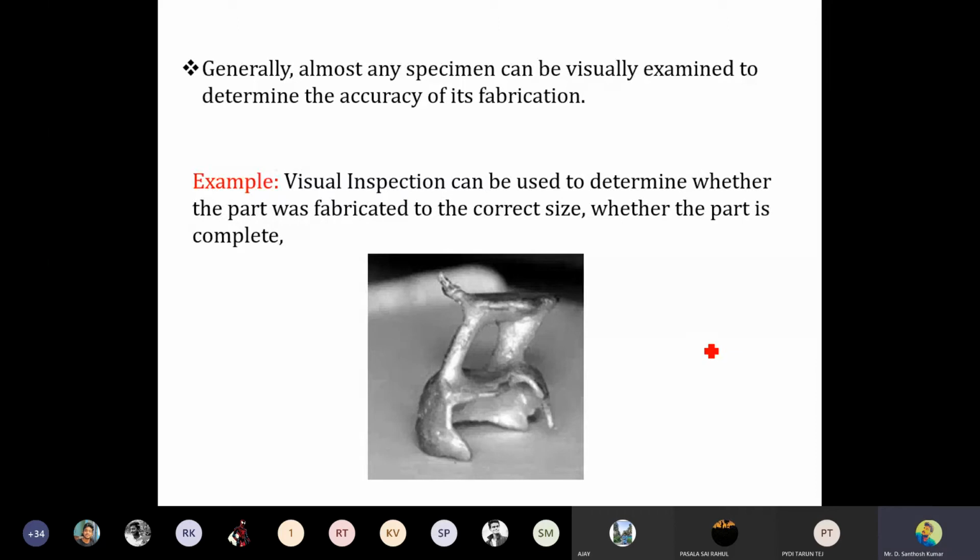If it is a macro defect, it is easily identified by the visual inspection technique, and also whether the part is complete. You can see on the screen there is a diagram of an incomplete part, and you can easily identify that the part is not completed fully as per our requirement. That is one kind of inspection, because whatever the flaw or defect is, it is in terms of macro size, so you can easily identify it.